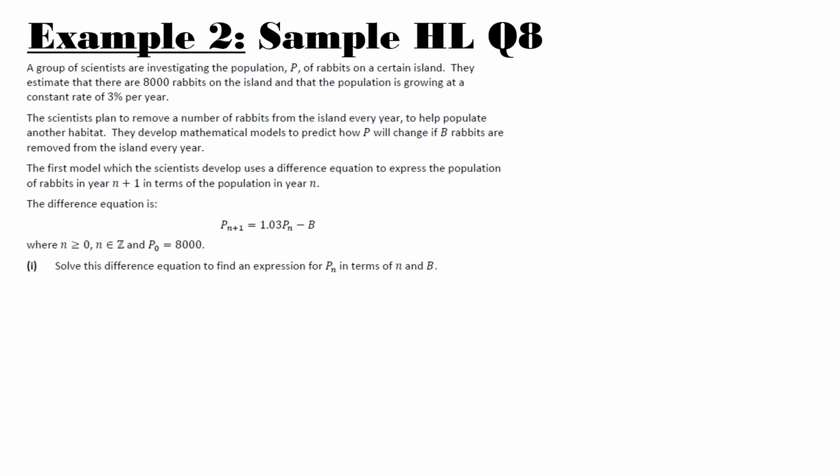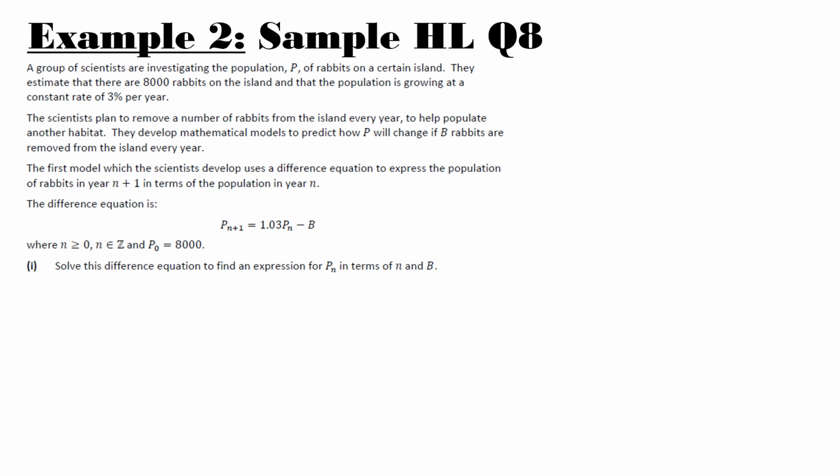So example 2 comes from our sample higher level paper, and it's question 8. And this was a full question where we were exploring both difference equations and differential equations. A group of scientists are investigating the population P of rabbits on a certain island. They estimate that there are 8,000 rabbits on the island and that the population is growing at a constant rate of 3% per year. The scientists plan to remove a number of rabbits from the island every year to help populate another habitat. They develop mathematical models to predict how P, the population, will change if B rabbits are removed from the island every year.